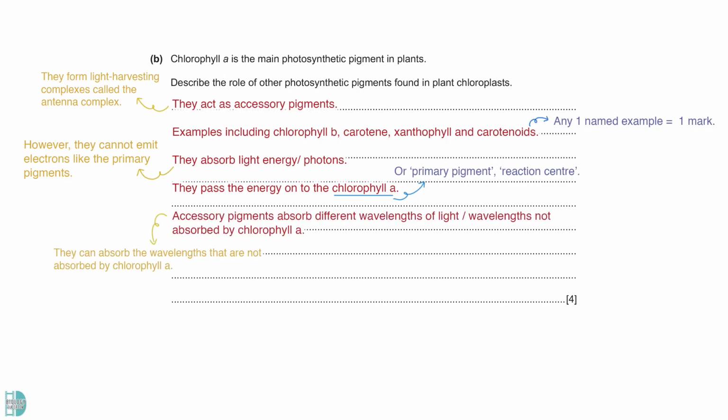Different pigments absorb different wavelengths of light. They can absorb the wavelengths that are not absorbed by chlorophyll A.